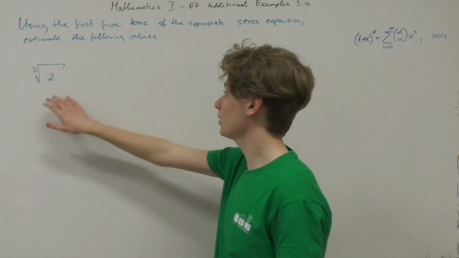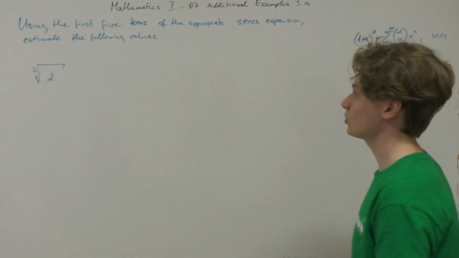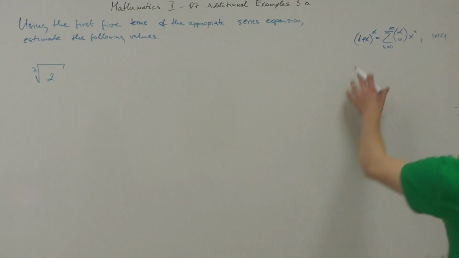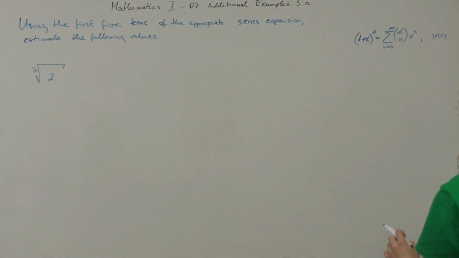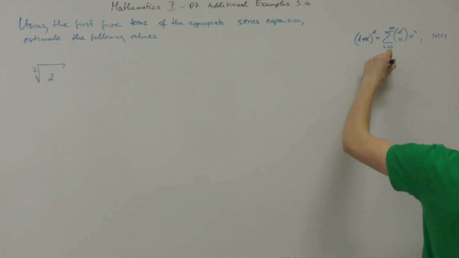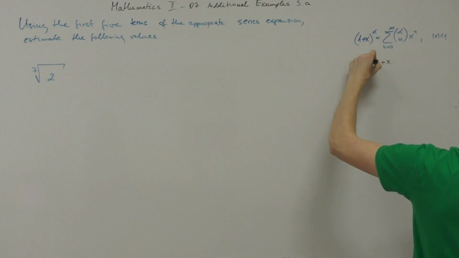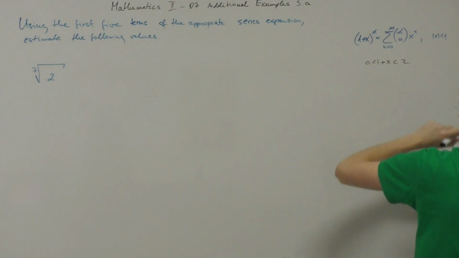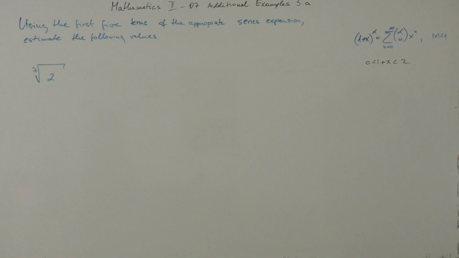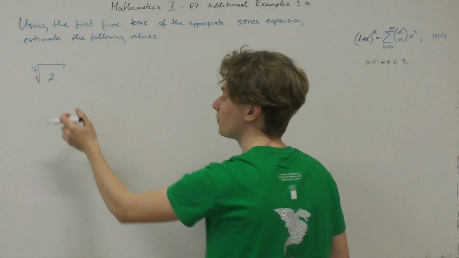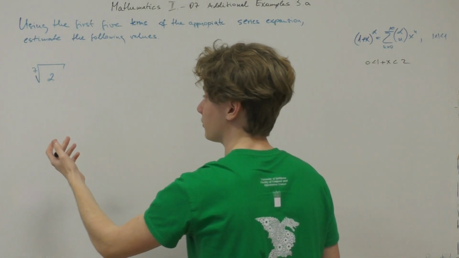We have to estimate this number using a power series expansion. We will be using this equation, and here you notice that x in absolute value must be less than 1. This means that 1 plus x must be between 0 and 2. So this means that under a radical sign we must have a number which is less than 2. But this is clearly not the case here, so we must rewrite this.